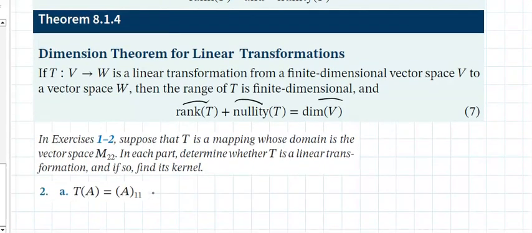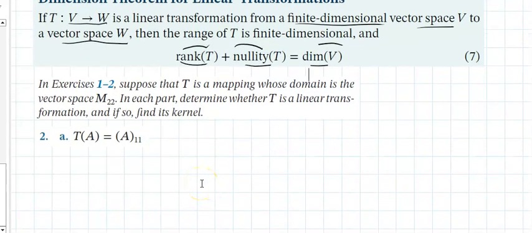Well, dimension theorem: let T be a linear transformation from a finite dimensional vector space V to a vector space W. The range of T is finite dimensional, and the rank of T plus the nullity of T equals the dimension of V. We did this before, we're going to play with it again. So kind of like saying the dimension of V equals rank plus null.